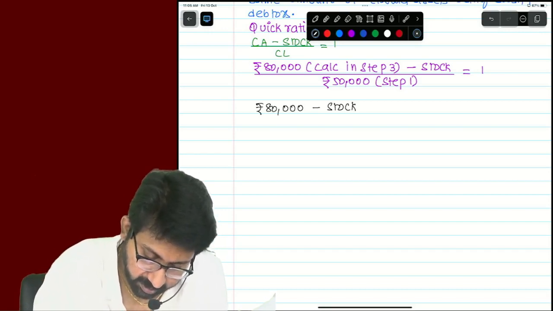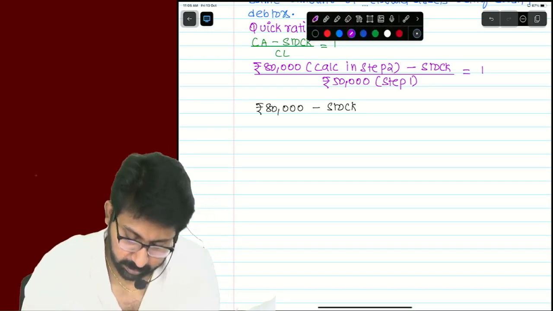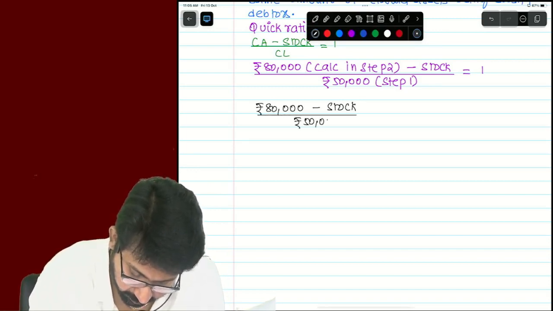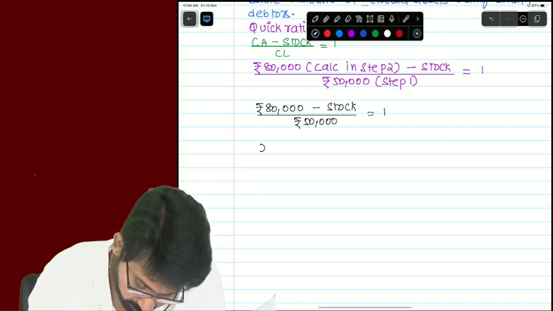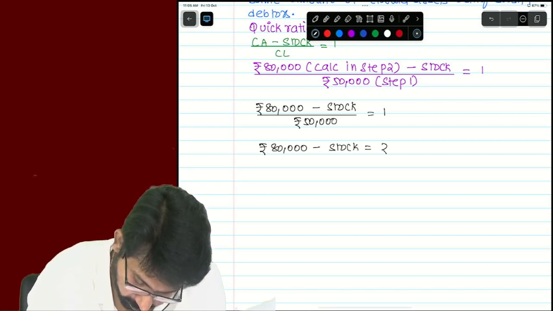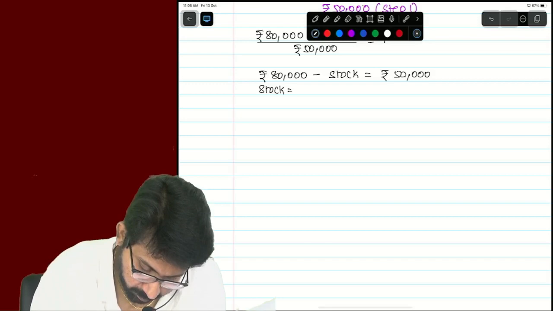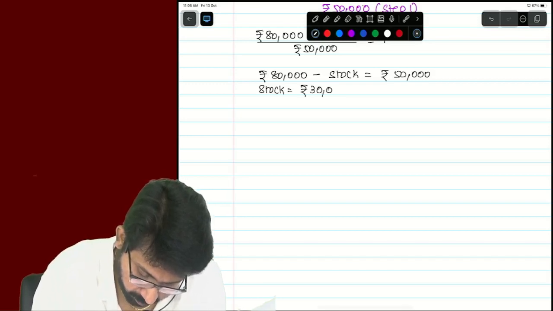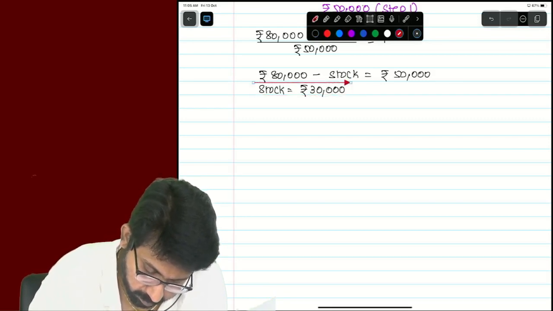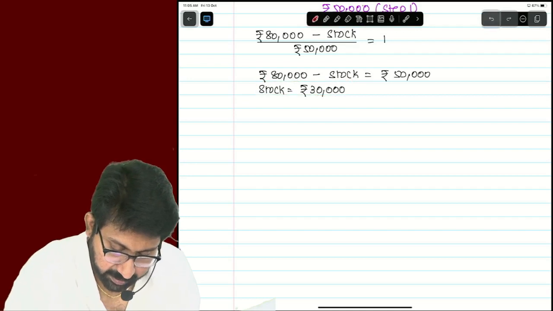Current asset, step 2 or step 3? 2. So 80,000 minus stock whole divided by rupees. So what is the missing figure we calculated, by the way?